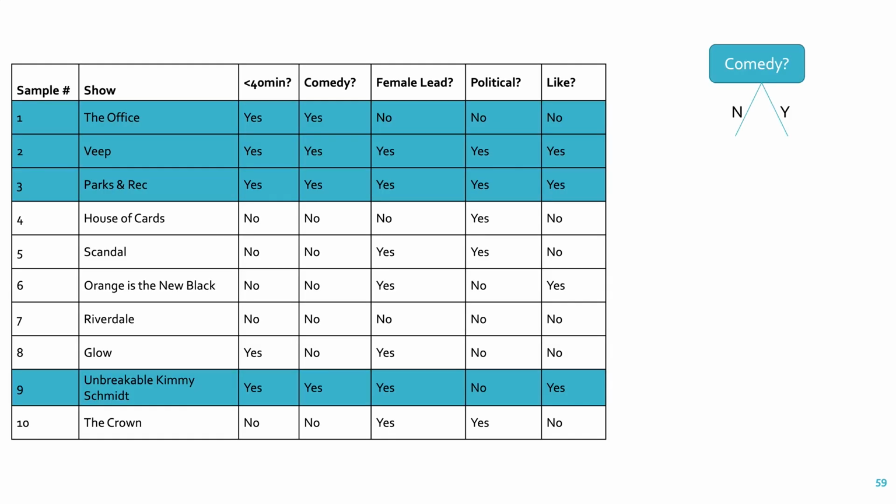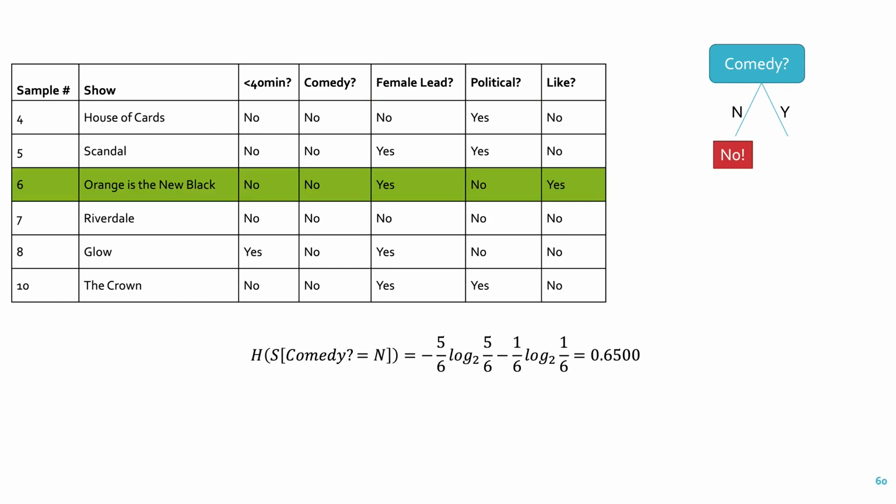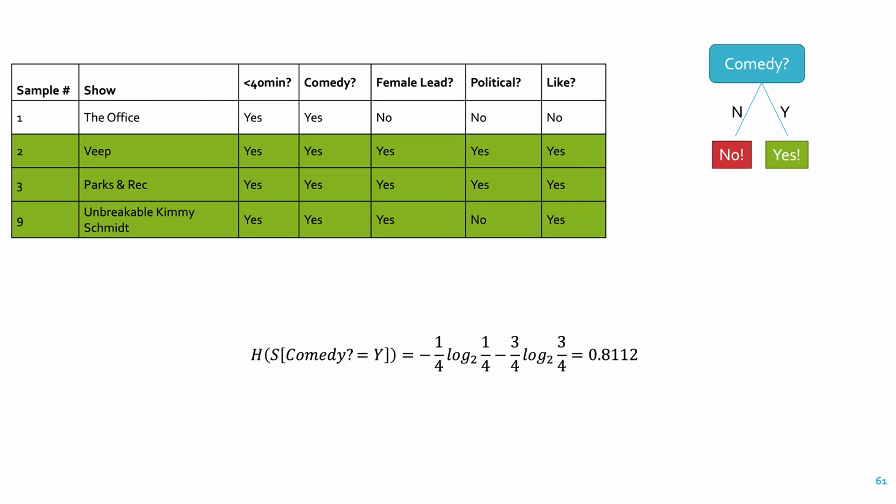Now we move on to the next feature, which is comedy. The samples shown in blue have a feature value of yes for comedy. If we look at the samples with a value of no for comedy, we see that there's only 1 out of 6 that's labeled with yes, and the rest are labeled with no. We calculate entropy on this set, and we see that it's 0.65. On the right side, when comedy has a value of yes, we have 4 samples, 3 of which have a label of yes. The entropy for this side is 0.8.